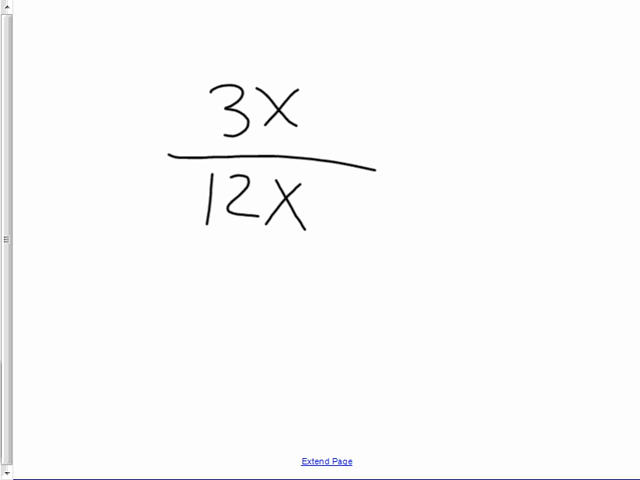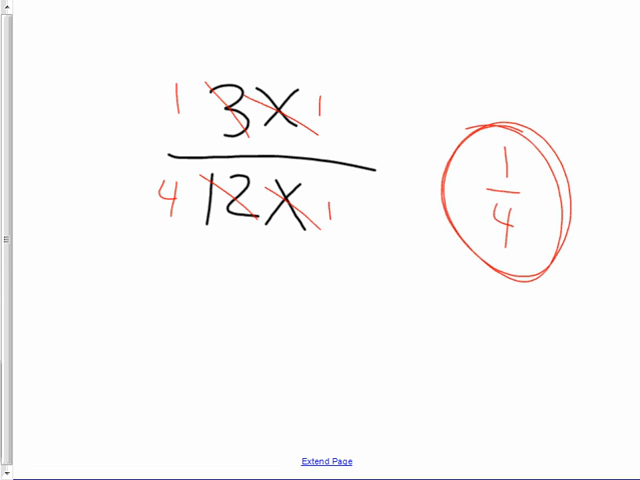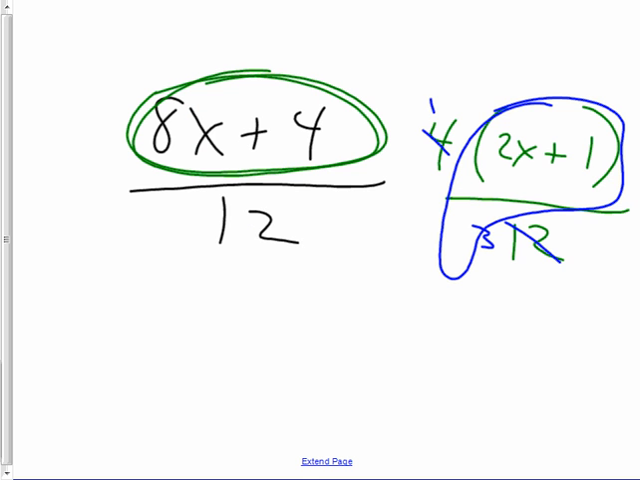Good, okay. So this one, what went into both? 3 goes in here once, 3 goes in here 4 times, x cancels, and technically they're making ones, just reminding you. Final answer, 1/4. Okay, so back to that original screen. Can or can't you cancel?